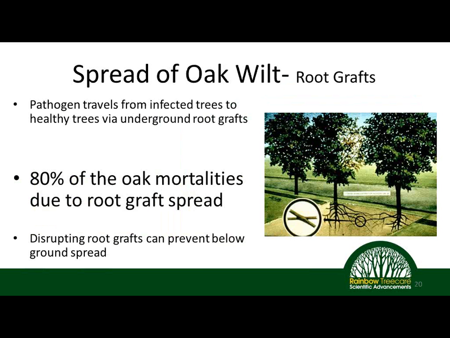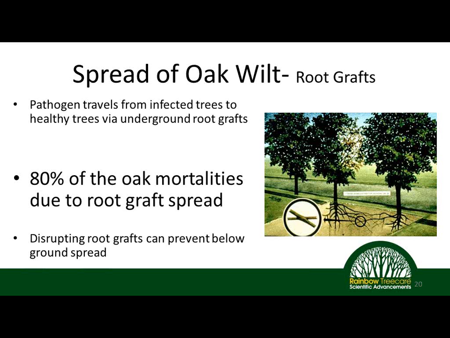Let's look closer now at the spread of oak wilt through root grafts. As we mentioned before, the pathogen travels from infected trees to healthy trees via these underground root graft channels. This has been very well documented. Typically, oaks within the same species are going to root graft with one another. We do not typically see oaks in different families, in a lot of cases even in different species, grafting with one another.